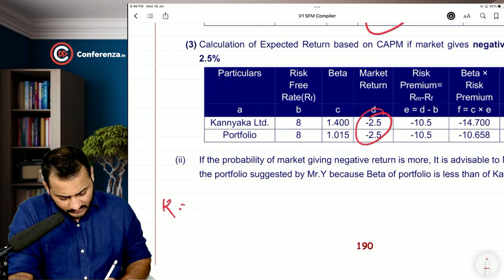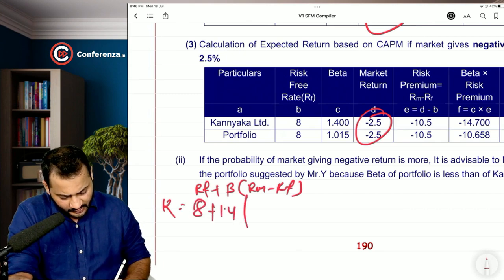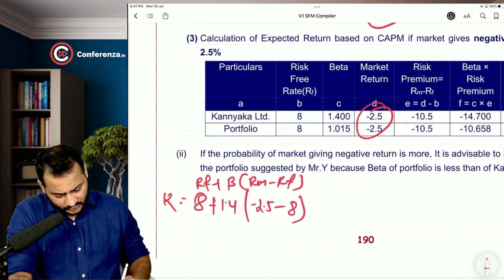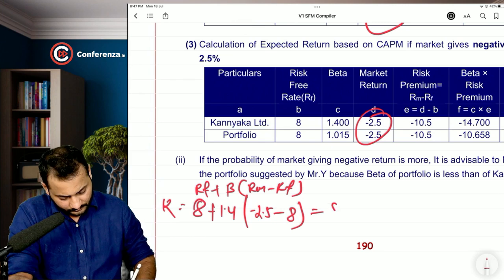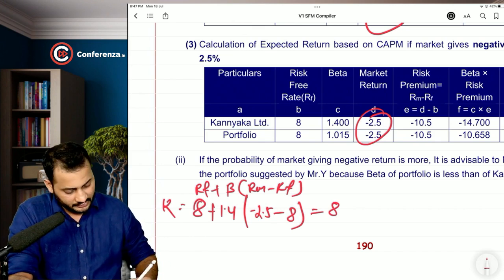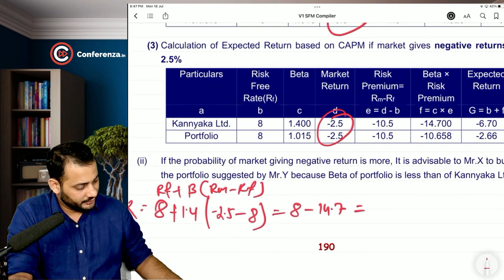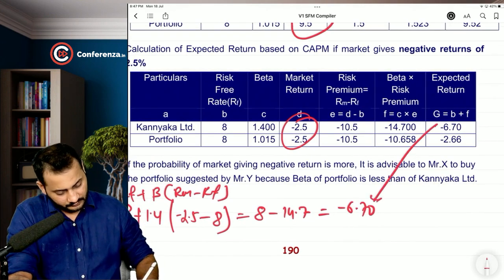Kanyaka Limited: RF plus beta in bracket RM minus RF, so it will be 8% plus 1.4 into market return negative 2.5 minus risk-free rate of return, which is 8%. So see, the calculation will be like this: 8 minus 2.5 minus 8 is minus 10.5 into 1.4, so it goes to minus 14.7, and your security should give a return of minus 6.70, right?